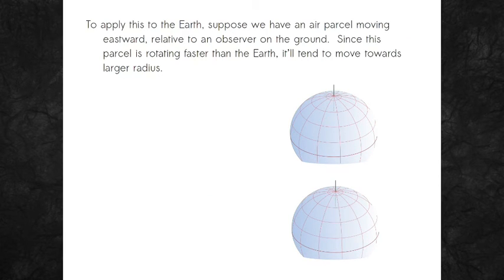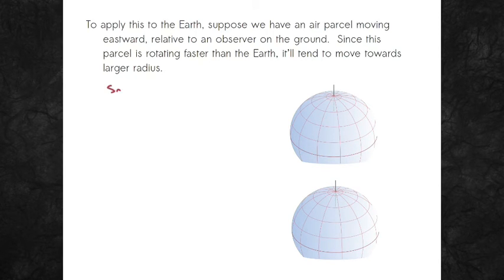Okay, now let's suppose that we have some air parcel that's moving eastward. So it's moving along a latitude circle eastward relative to an observer at the ground. Well, again, moving eastward relative to an observer on the ground really means that it's spinning faster around the axis of rotation than the Earth is. And something that's spinning faster than the Earth is naturally going to slide out towards a larger radius, which means the only way you can do that is to slide southward, right? That's the way you get away from the axis of rotation.